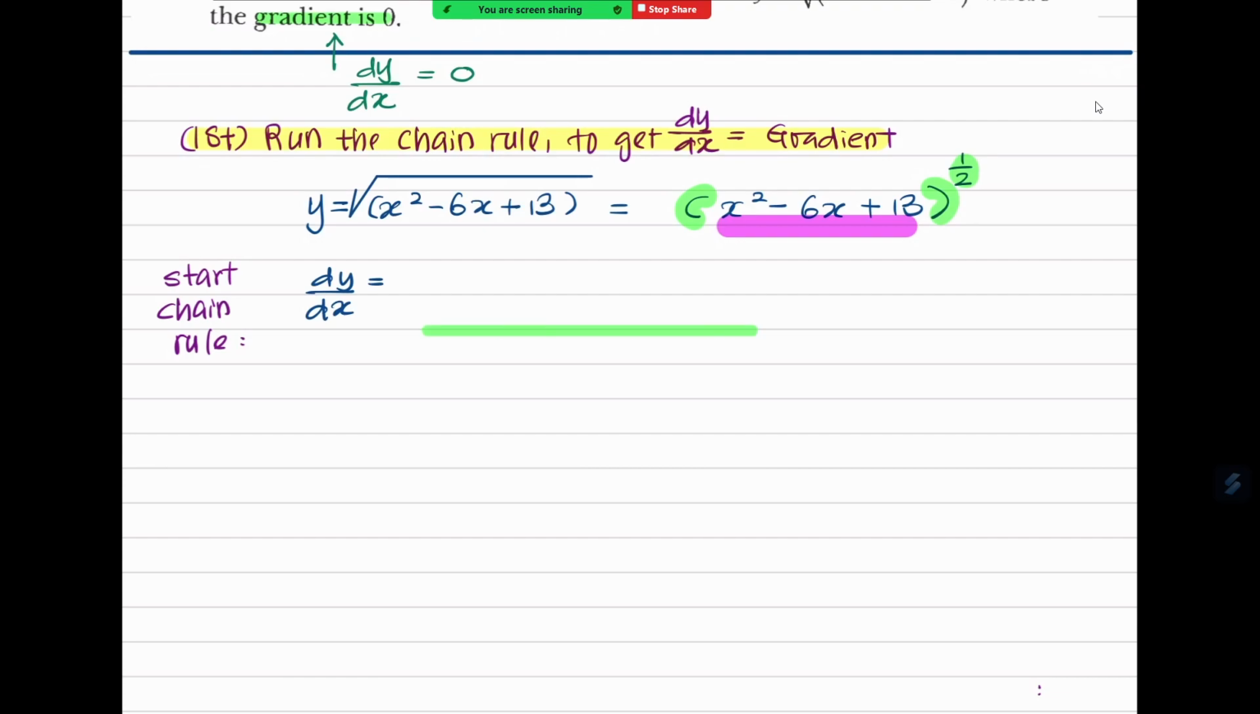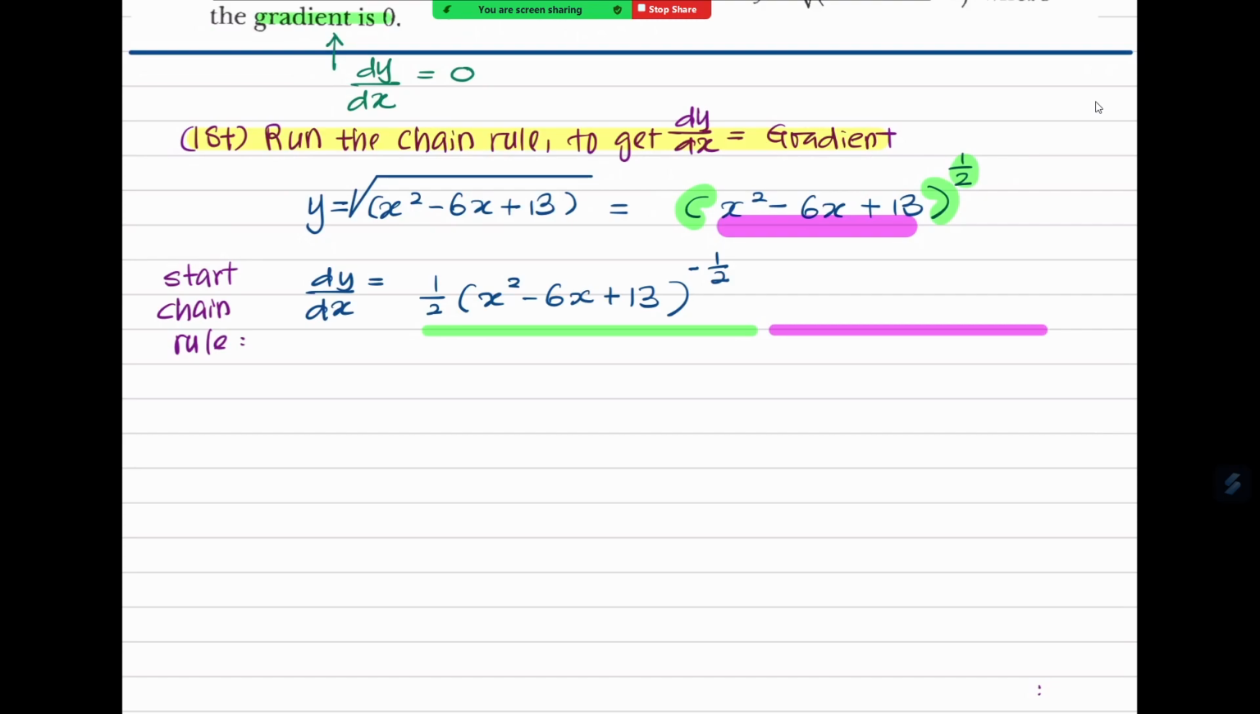Let's start to run dy/dx, and for your easy reference, I will put it down here. There will be two steps. First, we're going to work out differentiating the outside, which I colored with green, and then we're going to multiply with differentiating the inside, which I colored with purple. Let's get started. Differentiating the outside will give us the index multiplied to the front. That gives us the half of the x squared minus 6x plus 13, and then the index we minus 1, which gives us negative 1 over 2.